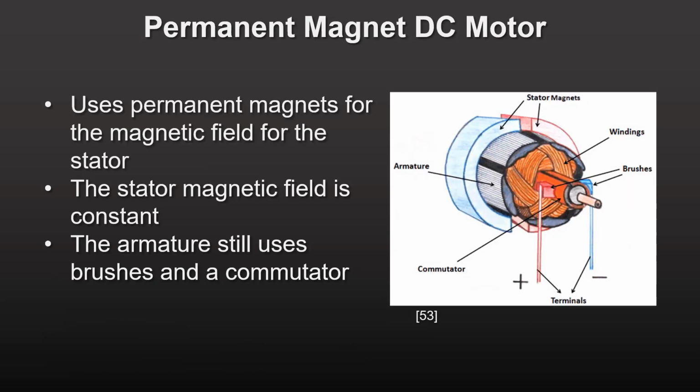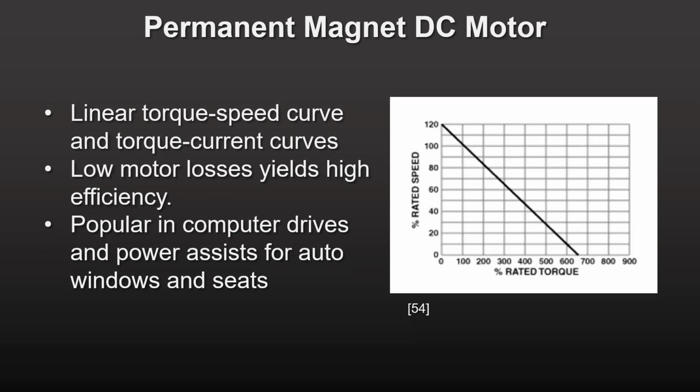The permanent magnet motor is a very specialized and expensive type of DC brushed motor. It uses permanent magnets for the stator instead of coil windings. This makes the stator magnetic field constant. The armature still uses brushes and a commutator. The constant magnetic field of the permanent magnet motor gives you linear torque-speed curve and torque-current curves. Energy efficiency is significantly higher than in a wound DC motor.